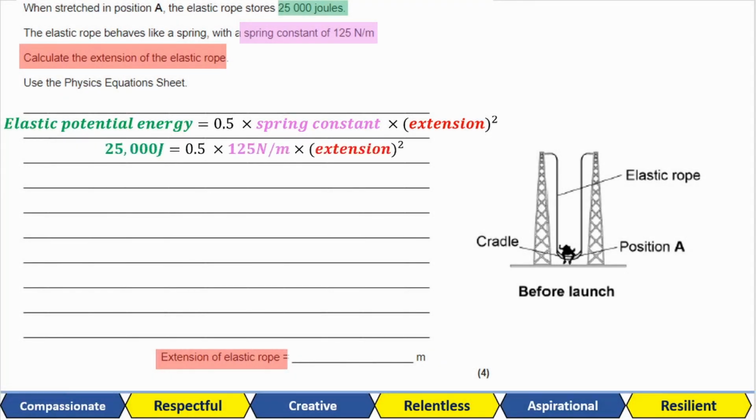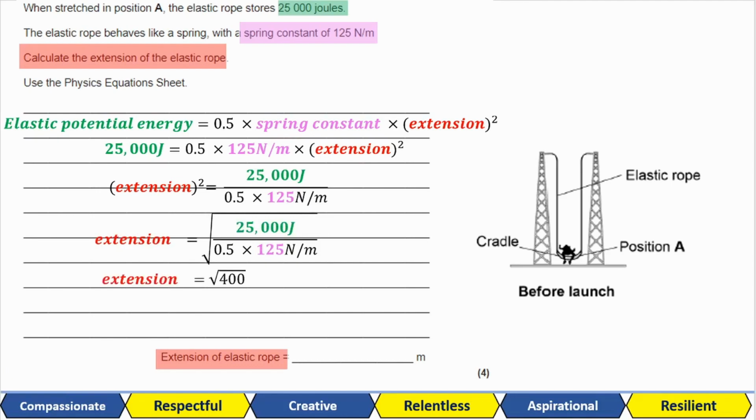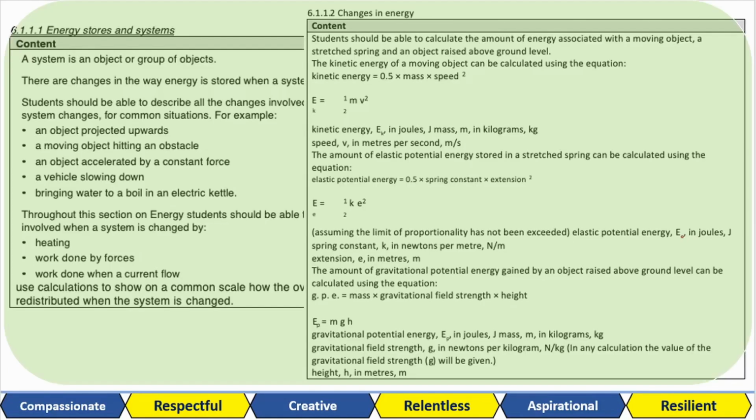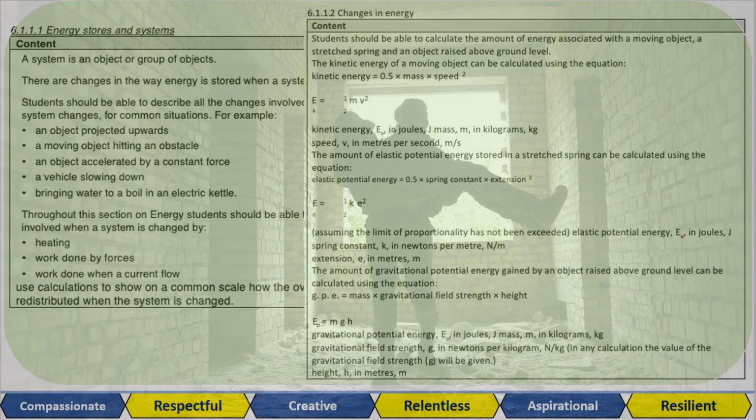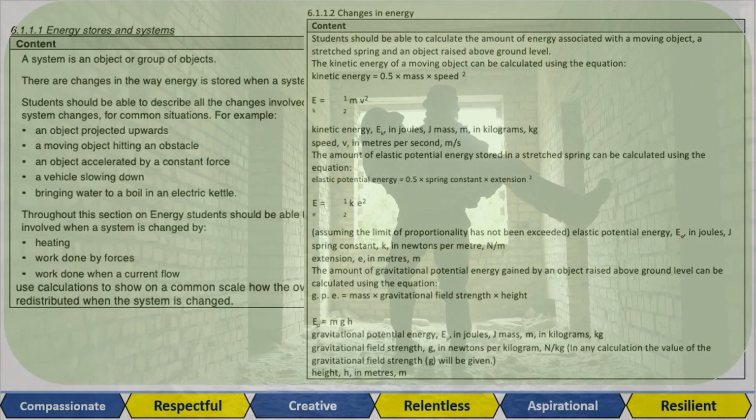First, let's sub our numbers. Now we need to rearrange for extension. To get rid of the squared, we need to square root the right hand side. That is equal to the square root of 400. When we work out the calculation on the right, this turns out to be 20 meters. And there we go, mission accomplished.